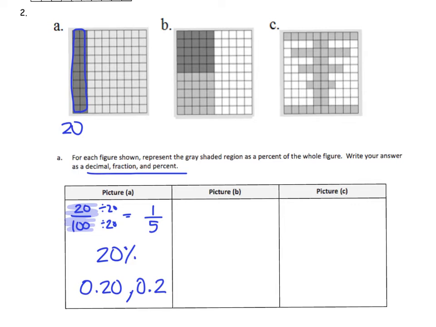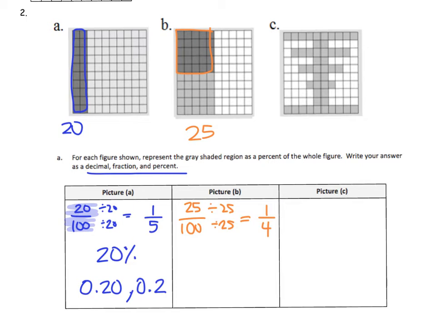My next picture, looking at just our dark gray shaded region, which is this part here, I have to figure out first how many boxes. If I count that up, it's 25 boxes. So my fraction is 25 out of the 100 boxes. I want to reduce my fraction, so they're both divisible by 25, which is actually 1/4 of that image.